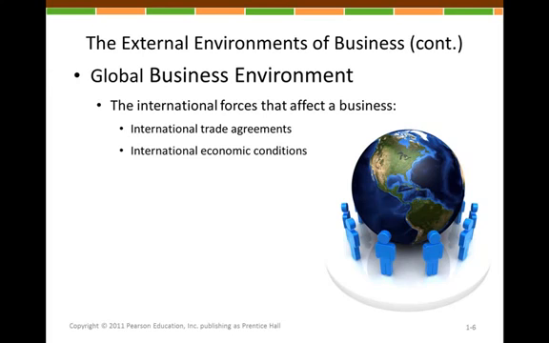International economic conditions are also very important. Depending on what's happening internationally in terms of the economy, that will affect the demand for different products and services. So if the standard of living drops internationally in a certain country, that can have an impact on ultimately the demand for your products or your services.